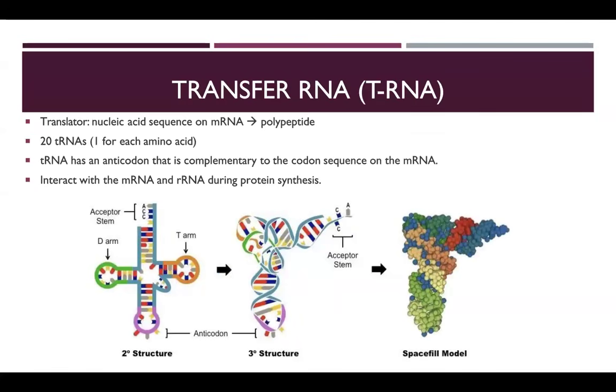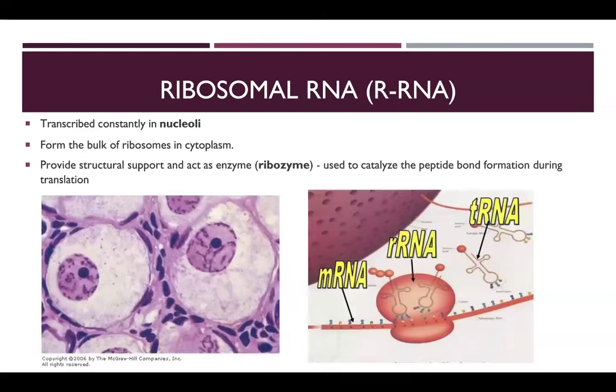Next, you have your transfer RNA. Your transfer RNA is what helps translate your messenger RNA. It brings amino acids and adds them to create the polypeptides. You have 20 transfer RNAs, one for each amino acid, and tRNA has an anticodon that is complementary to the codon sequence on mRNA. Codons are sets of three bases, and each codon codes for one amino acid. And transfer RNAs interact with mRNA and rRNA during protein synthesis.